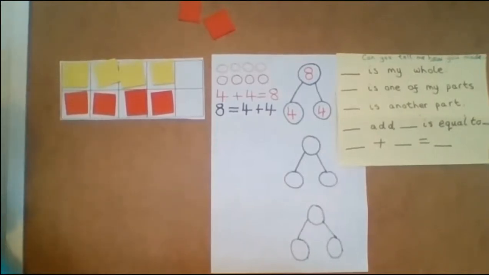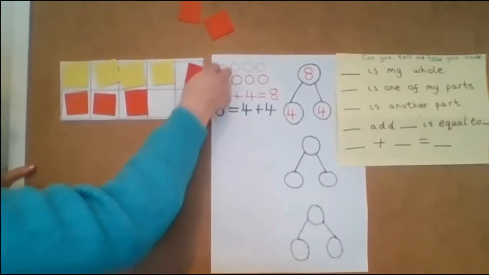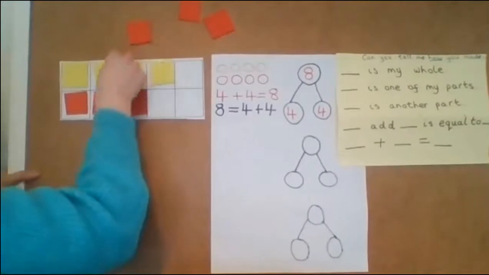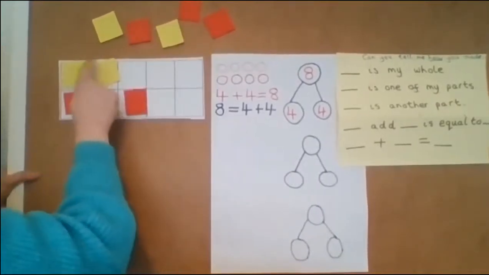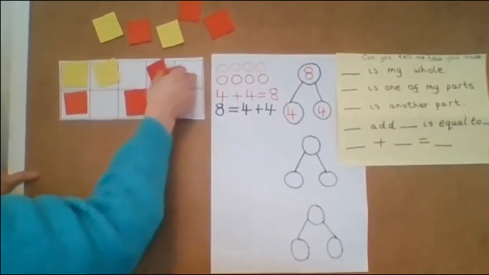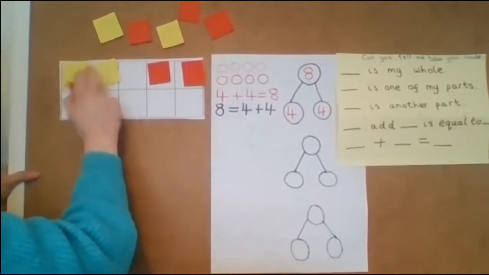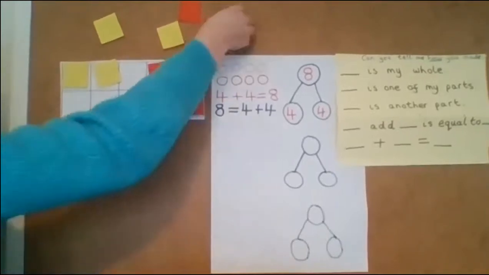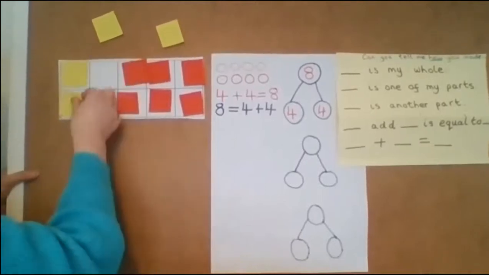Okay, now we're going to move on to the we do section. Get your counters ready, and you are going to move your counters in the same way that I have. So I know I have 8 counters here, and I'm going to make 8. I'm going to use 2 yellow counters. So 1, 2 yellow counters, and then I'm going to make 8. 1, 2, 3, 4, 5, 6, 7, 8. Oh, I'm going to move this one down here.